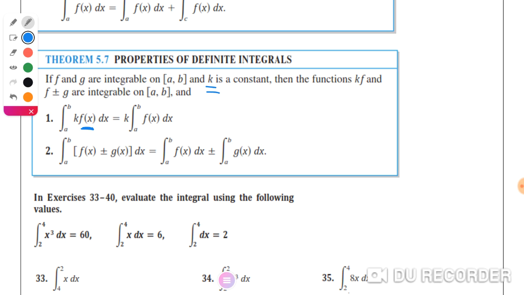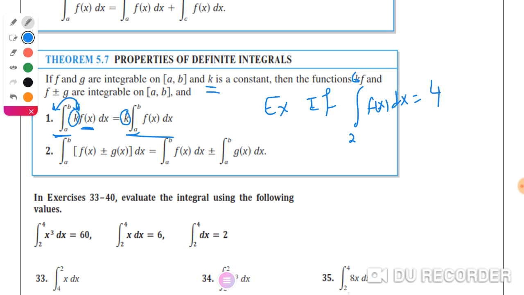Look here. The definite integral from a to b of the product of a constant by a function with respect to x will be this constant multiplied by the definite integral of this function from a to b. Just take the constant out of the integral symbol. Example, to make you understand. Here I have a definite integral from 2 to 6, for example, of a given function f of x with respect to x equal to 4. That is given.